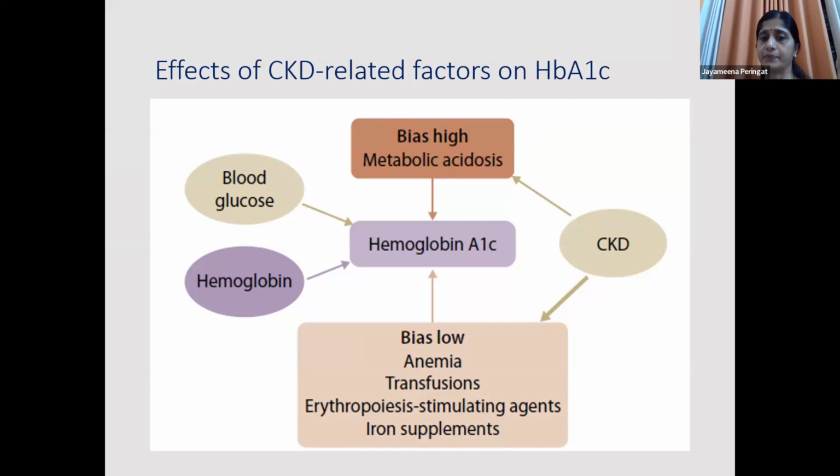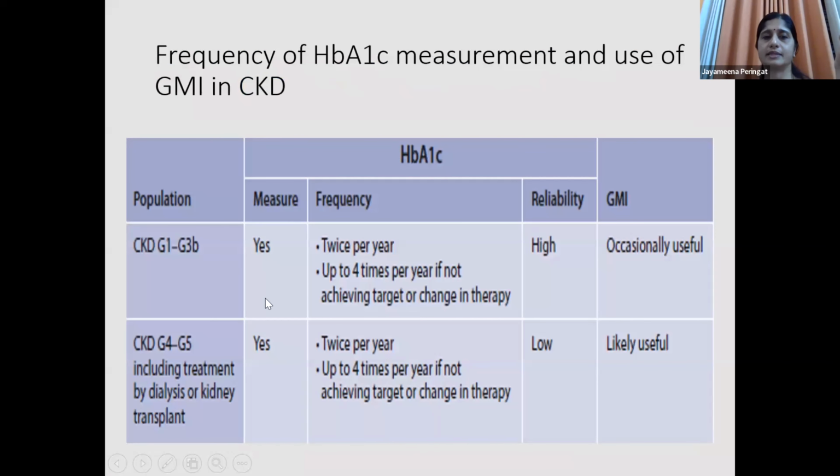We all have that doubt. Basically because HbA1c is influenced by uremic solutes and metabolic acidosis. And anemia is a big problem in CKD, where patients might require recurrent transfusions, erythropoietin stimulating agents, iron supplements, etc.